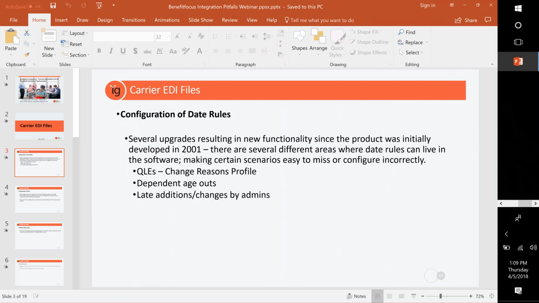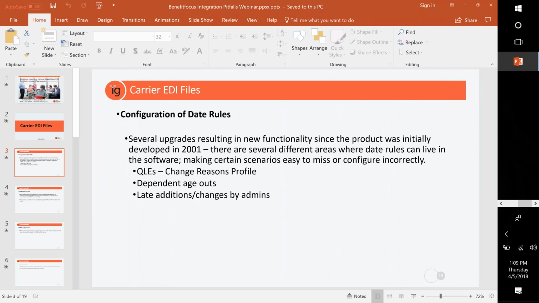Another thing that really hurts people, especially with the dates rule, is the dependent age out. A lot of times, some employers may choose to extend benefits until the end of a year when a dependent turns 26. And unfortunately, because of some of the rules that are in the platform and because they supersede what's in place, it can cause problems with when a dependent's age out is terminated.